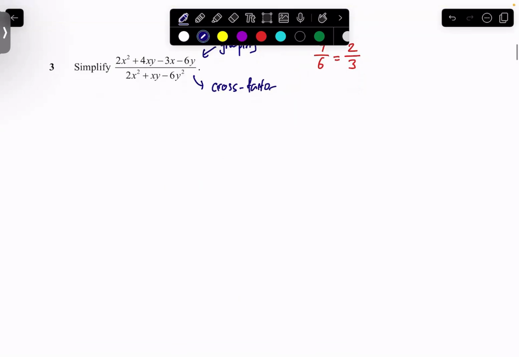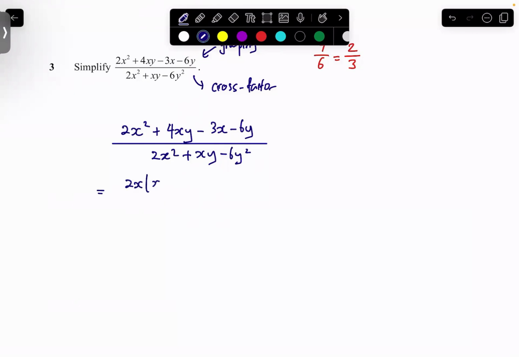So looking at the top, what can I have? 2x squared plus 4xy minus 3x minus 6y. For the first two terms, I can have a common factor of 2x, so I'll have 2x times (x plus 2y). I want to have x plus 2y in the second term as well. But looking at these two being negative, I need to factorize out negative 3. So negative 3 bracket, I will also get x plus 2y at the top.